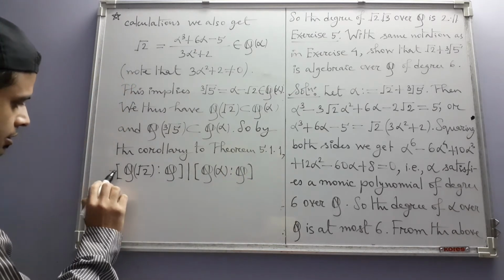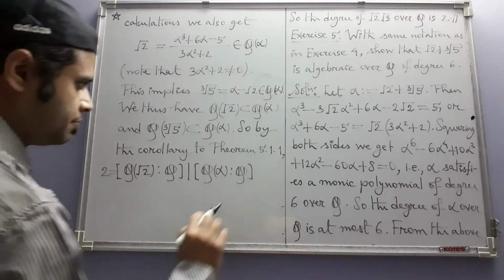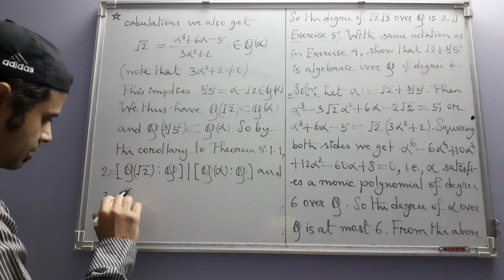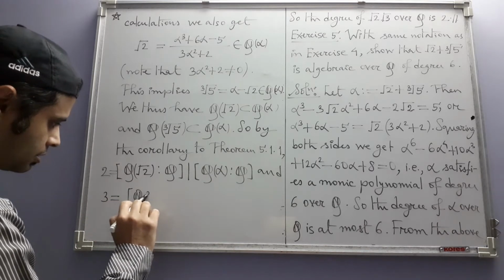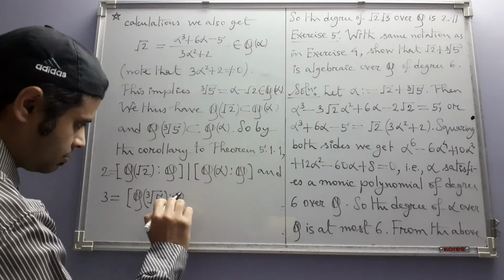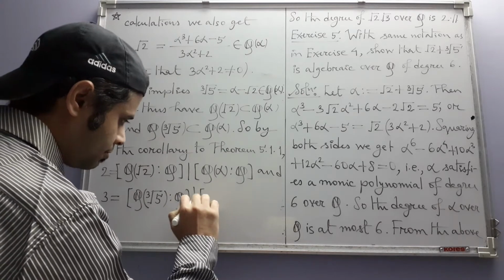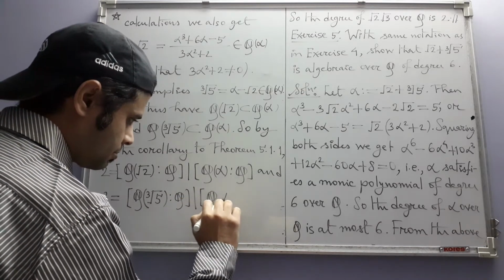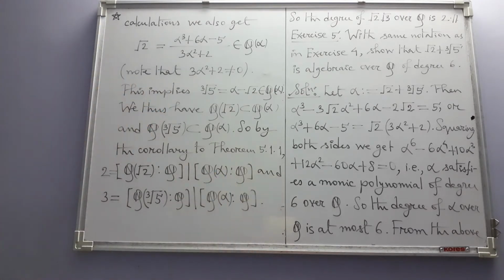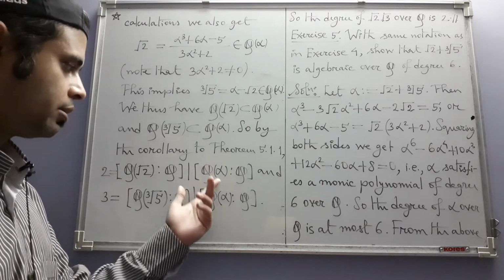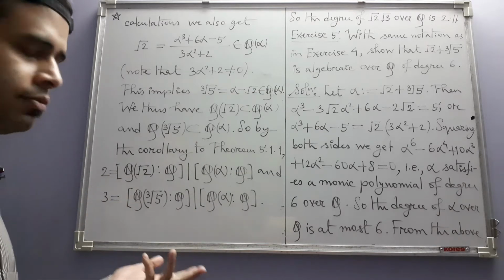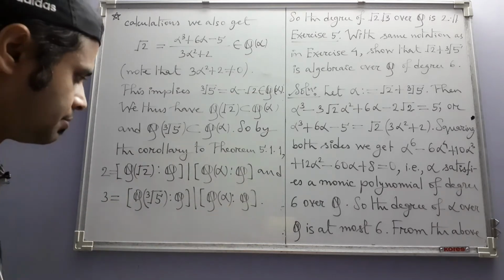Divides this degree, and this degree we already know is 2. Just like that, 3, which is the degree of this extension over Q, also divides this degree. Now 2 and 3 both divide this, it's a positive integer after all. Because 2 and 3 are relatively prime, their product will also divide this.